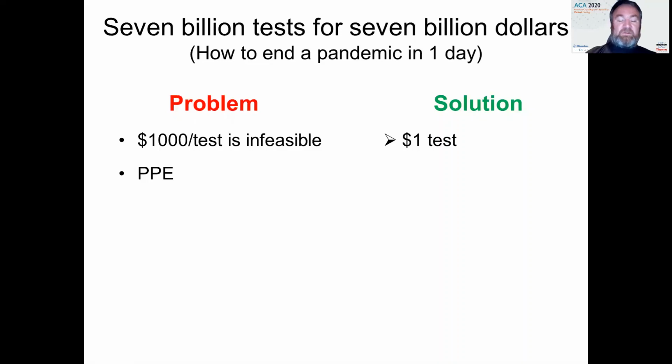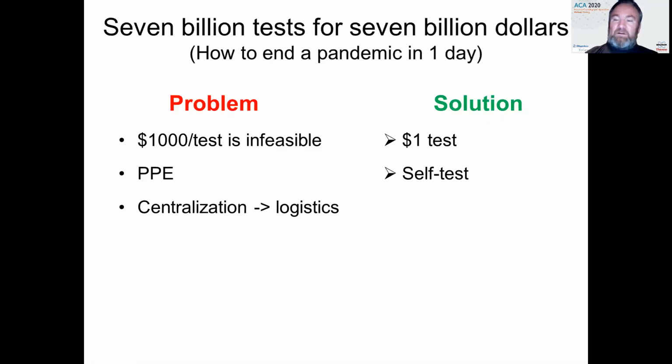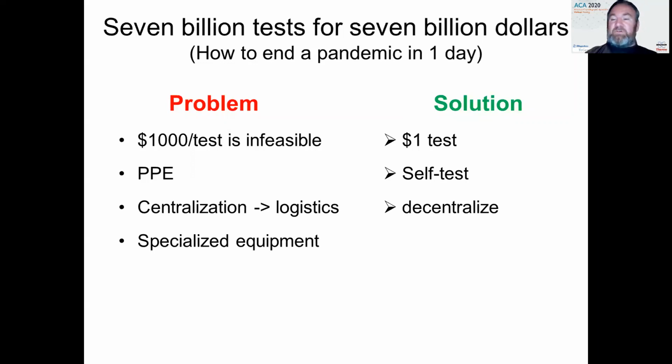PPE is in short supply, especially in the beginning of the pandemic. So what that means is that if you test yourself at home, then there's no danger from yourself, so you don't need the PPE. And a big unappreciated problem with testing is logistics. The fact that you have centralized testing centers means you need to do shipping. Amazon ships about 1 billion packages a year. So doing 7 billion in a day is just absolutely intractable. So we need a decentralized system. Also specialized equipment. I don't actually happen to have a PCR machine in my kitchen, nor do I have a centrifuge, or all the basic things you would normally find around a lab.